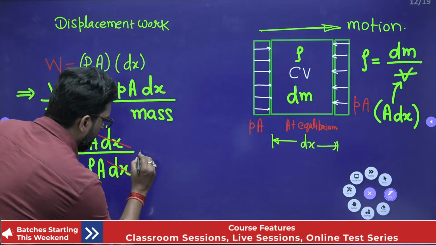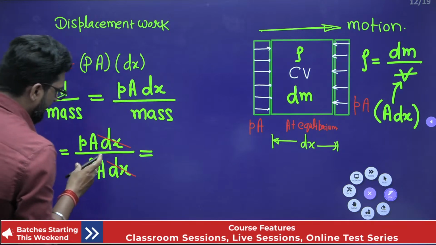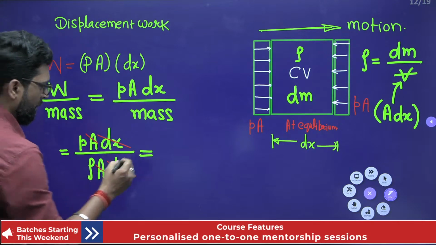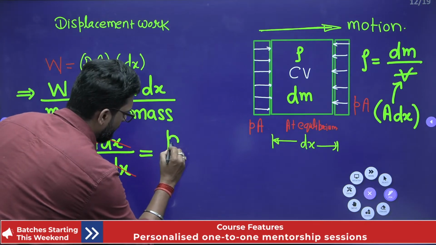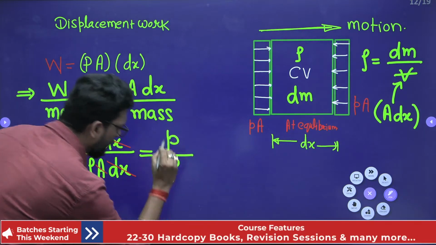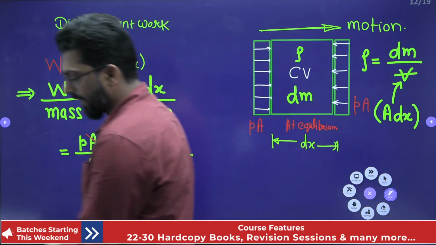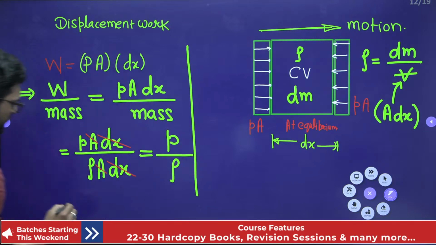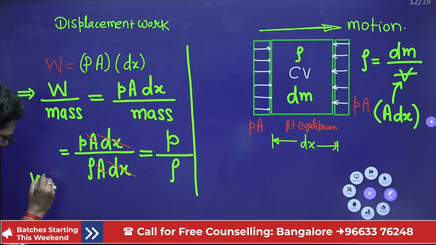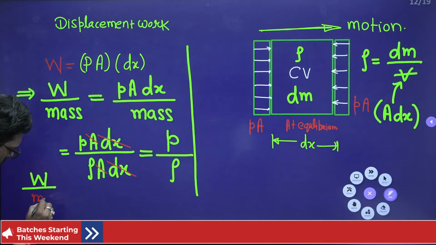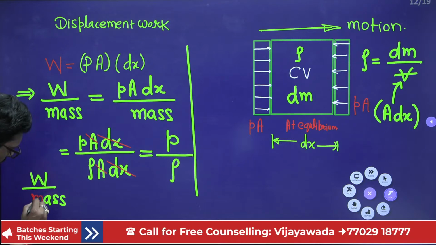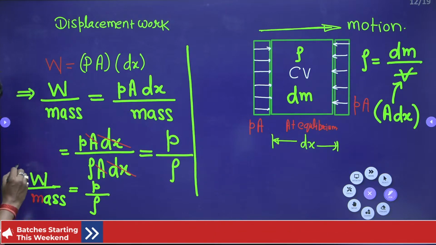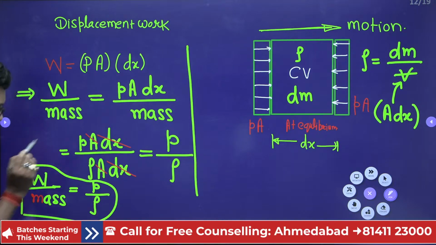So that means this area and this area also cancel out. Okay, you get the pressure P by density rho. So see beta, this is very important. Work, that means if you find work per unit mass, it is equal to pressure by density. This is very important. Pressure by density.